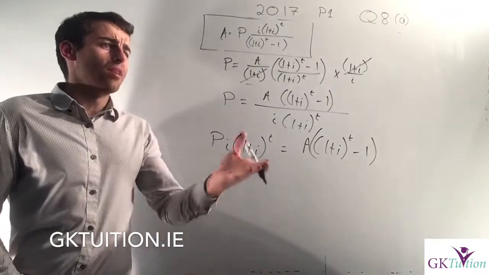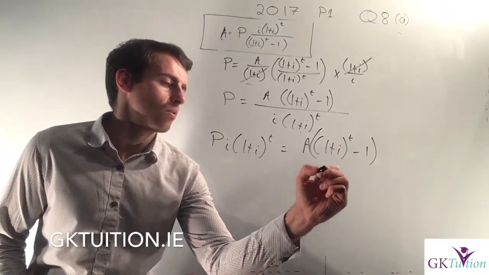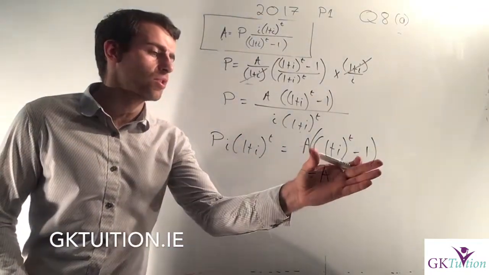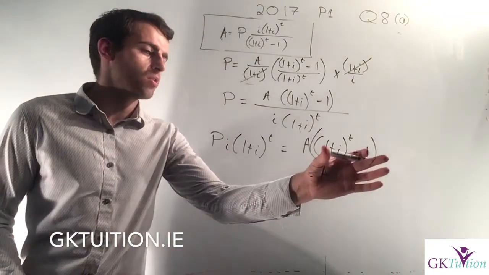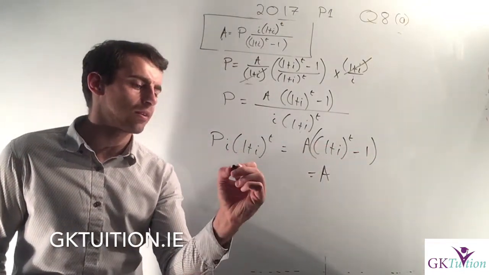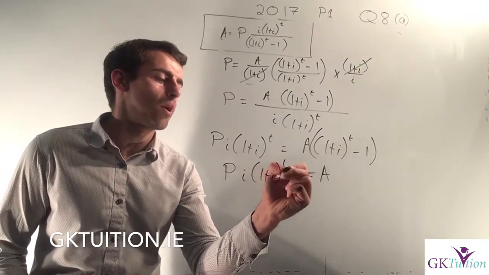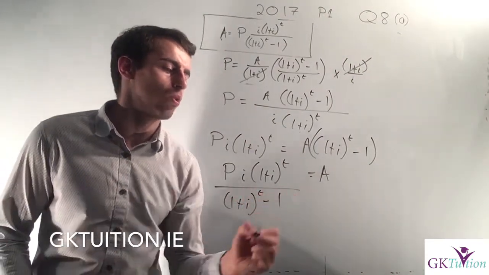And now all you have to recognize is that you're trying to isolate your A. So I just want to get A on its own. What do I need to do to the right hand side to get A on its own? Well, clearly I'm just going to divide both sides by (1 + i)^t − 1. So if I divide both sides by this bracket, my top line is P times i times (1 + i)^t, divided by (1 + i)^t − 1.